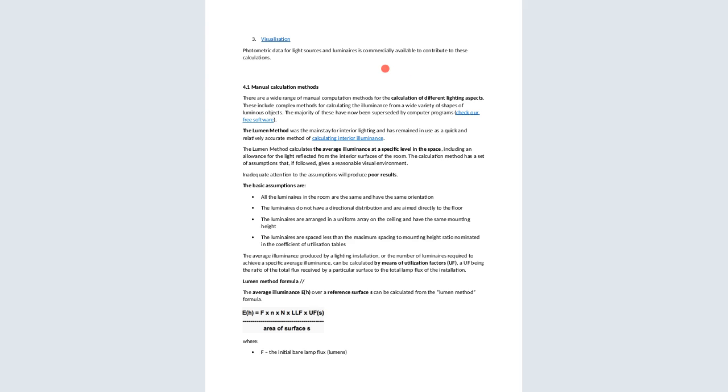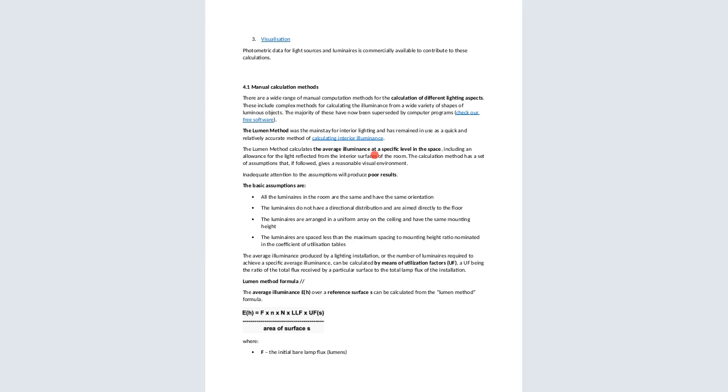So the manual calculation method, how does it happen? This is a wide range of manual computation methods of calculation of different lighting aspects. This manual method is what we are going to use for our examinations, because we do not use the software method. So we have to use the manual method. This includes the complex methods of calculating the illuminance from a wide variety of shapes of luminous objects, and the majority of these have now been superseded by computer programs.